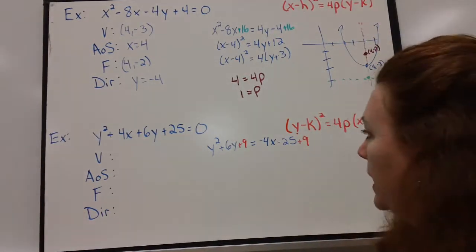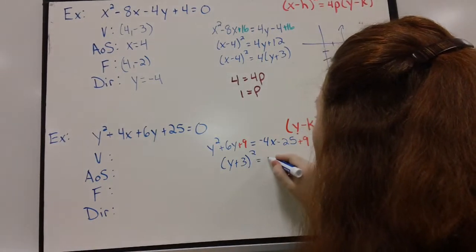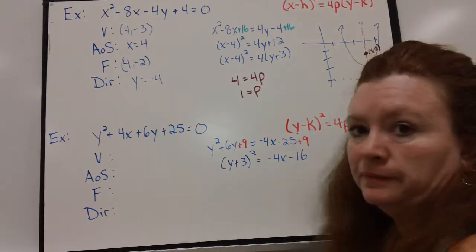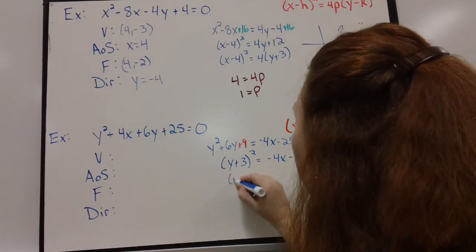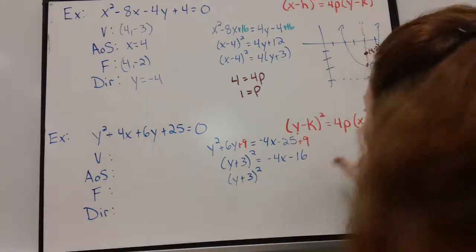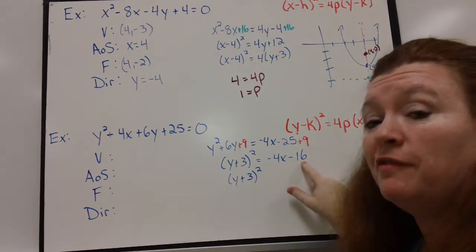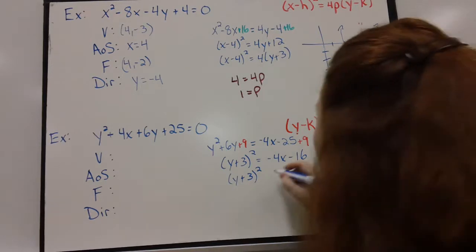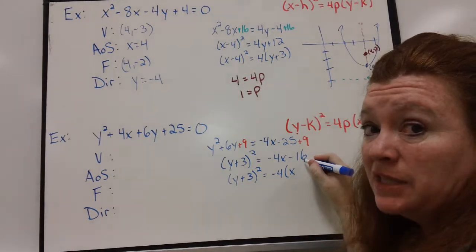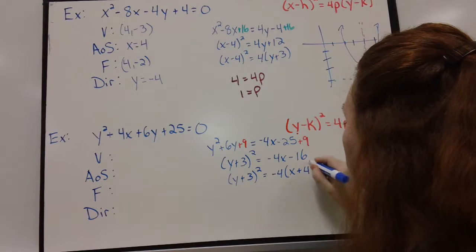All right, so what do we have? We have a y plus 3 squared equals a negative 4x minus 16. Again, I cannot work on my vertex until I have it in the proper form. I need to have a positive 1x here, which means I have to factor out a negative 4. That would give me an x. Be careful when you factor a negative 16. Factor out a negative 4 from a negative 16, I get a positive 4.